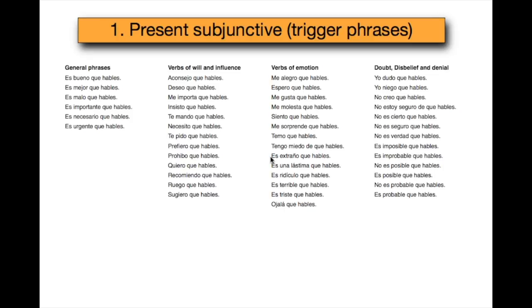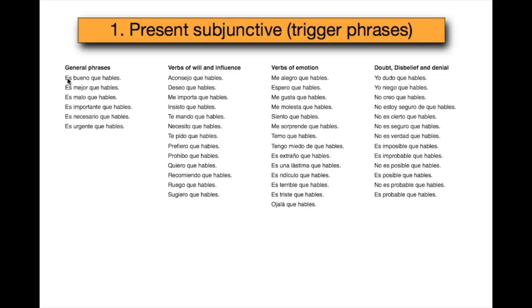Typically, the phrases that we're going to look at are contained in the main clause, commonly found at the beginning of a sentence. These trigger phrases can cause a different verb conjugation in the subordinate clause, which is often located at the end of the sentence. So let's take a look first at what some of these trigger phrases are, and then what we do with the verbs. First, we've got general phrases.